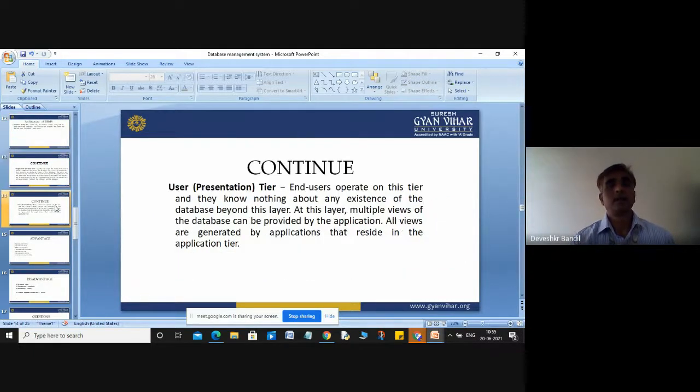And next is your presentation tier. End users operate on this tier, and they know nothing about the existence of the database beyond this layer. At this layer, multiple views of the database can be provided by the application, and all views are generated by the application that resides in your application tier.